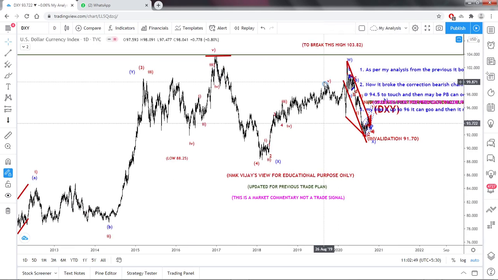So A is completed and the fifth wave is an ending diagonal here. So A and B is an expanded triangle, and C has to break this 103.82. That is my view. And if it is a new impulsive of 5 waves, that means it's a zigzag correction. In that zigzag correction, the three-wave structure is not allowed to reach up to 90%.